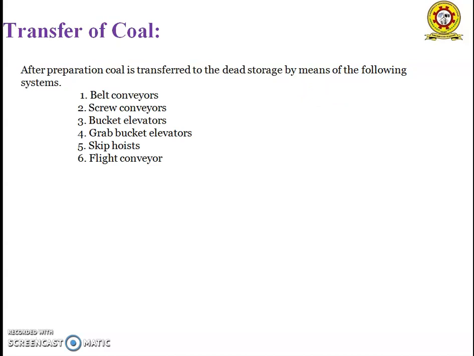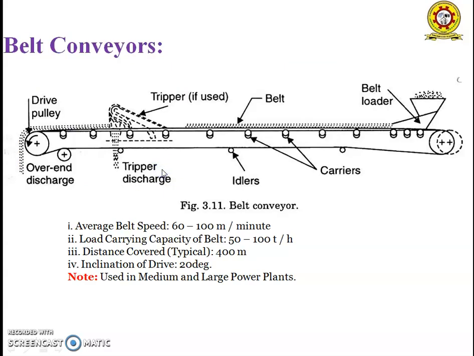After preparation, coal is transferred to the dead storage by means of the following systems: belt conveyors, screw conveyors, bucket elevators, grab bucket elevators, skip hoist and flight conveyors. In that, first one is belt conveyors. The average speed of the belt conveyors is 60 to 100 meter per minute and the load carrying capacity of the belt is 50 to 100 tons per hour.